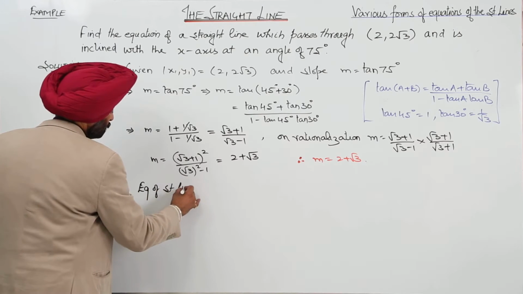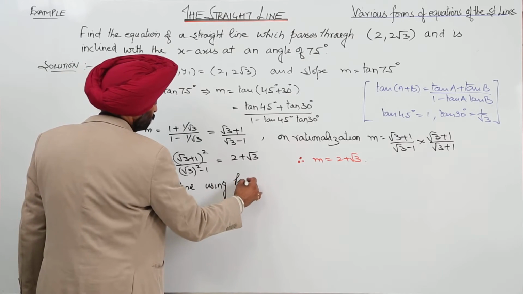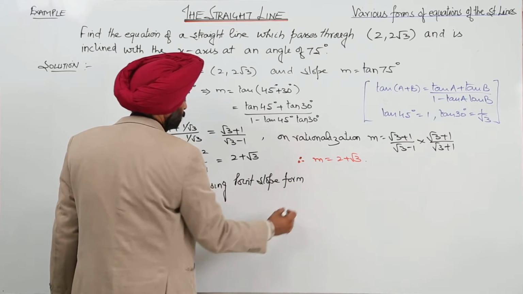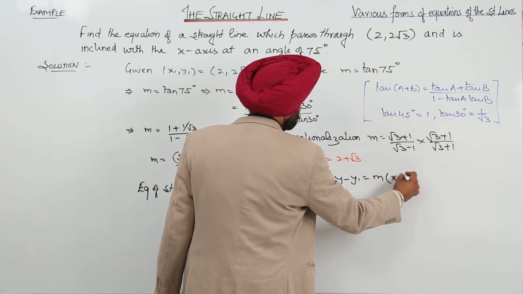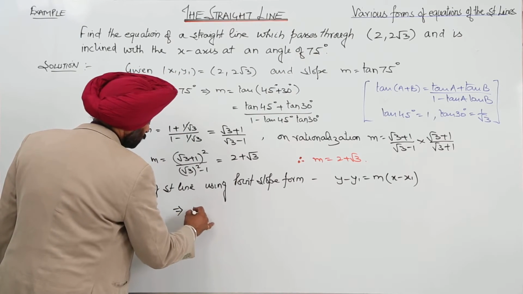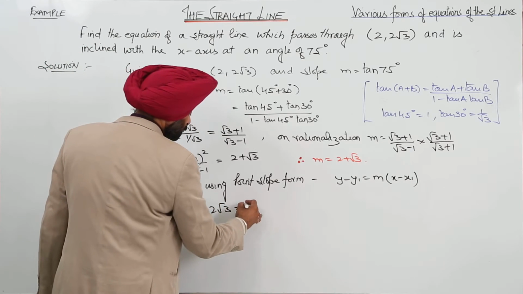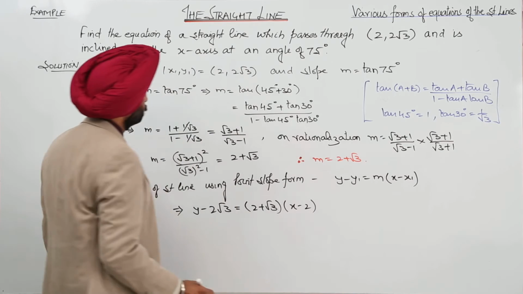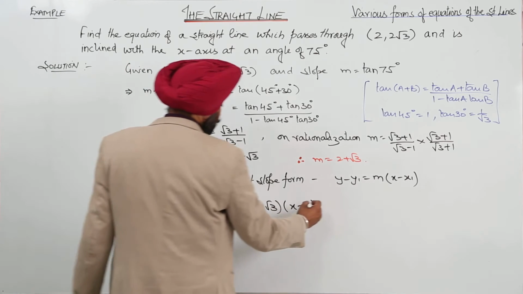Equation of straight line using point slope form: y minus y1 is equal to m(x minus x1). We are having y minus y1, what? y minus 2√3 is equal to m, which is 2 plus √3, with x minus 2. x1 is 2. Okay. So this we can write it now.